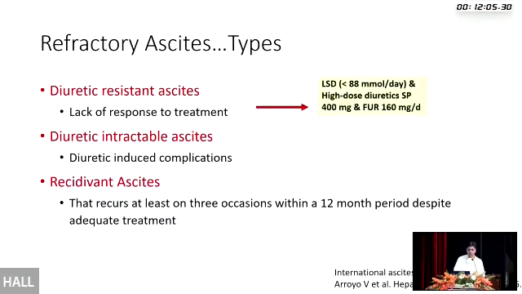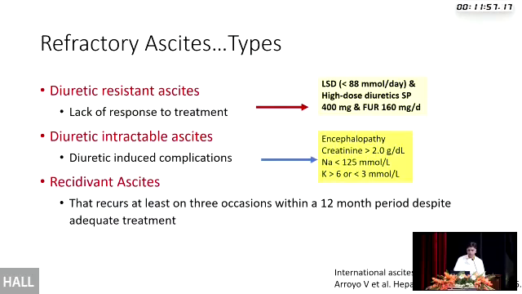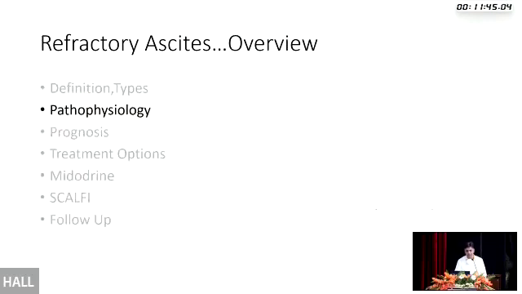So resistant to what? Resistant is resistance to the maximal tolerated dose of diuretics for a duration of at least 5 to 7 days with inadequate weight loss. Complications include encephalopathy, AKI, dyselectrolytemia. So these are the important parameters to define diuretic resistance.